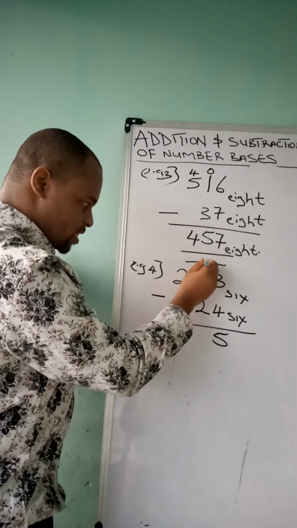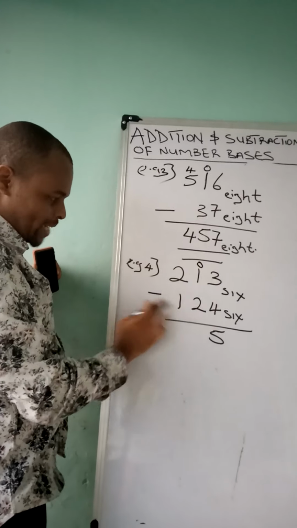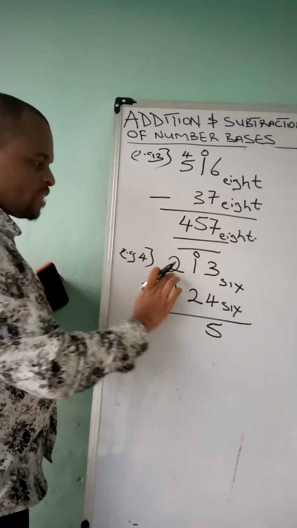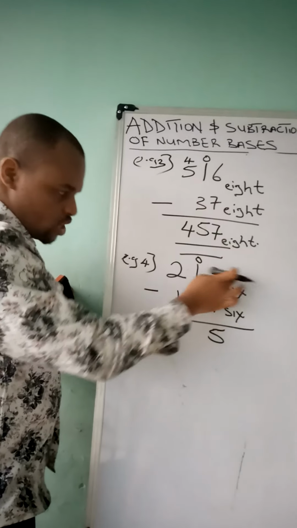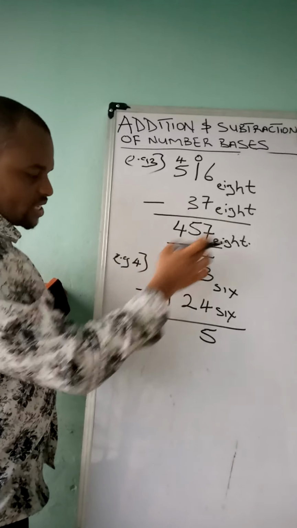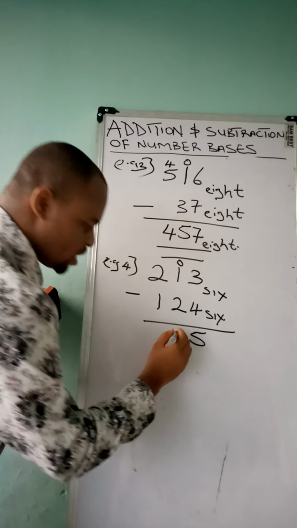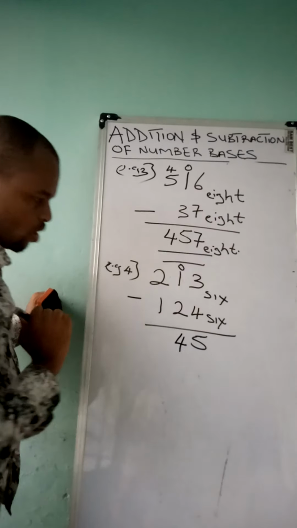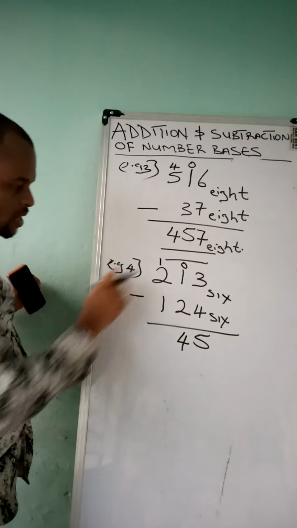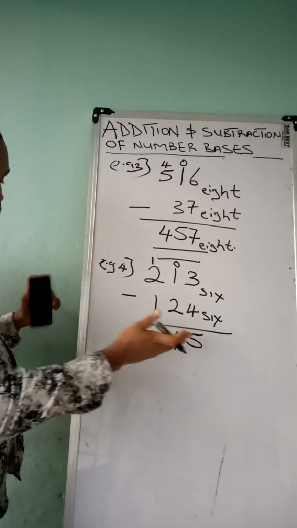Now because I borrowed 1 here, I took away 1 from this number. Here becomes what? 0. Now 0 minus 2, it is not possible. I need to borrow 1 from here. If I borrow 1 from here, it becomes what? The base I am working on, which is 6. 6 plus 0 is 6. 6 minus 2 is what? 4. I took 1 away from here, so here becomes 1. 1 minus 1 is what? 0.